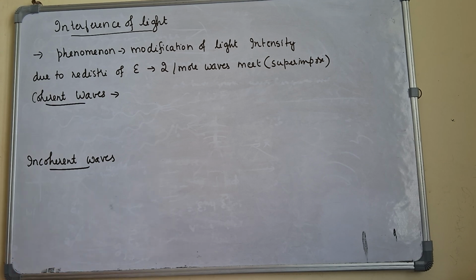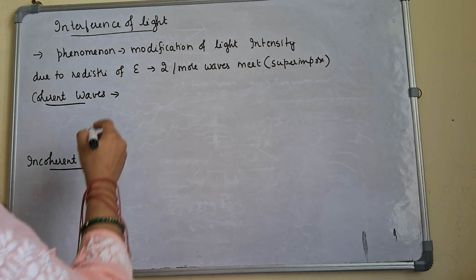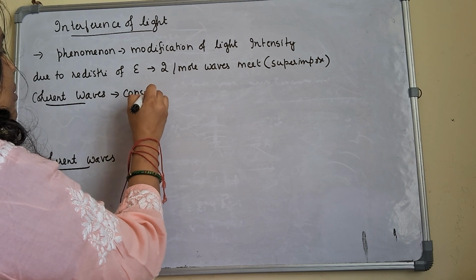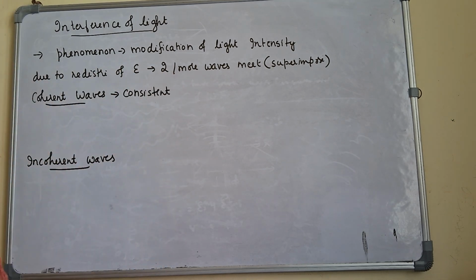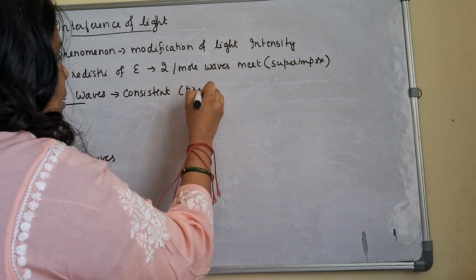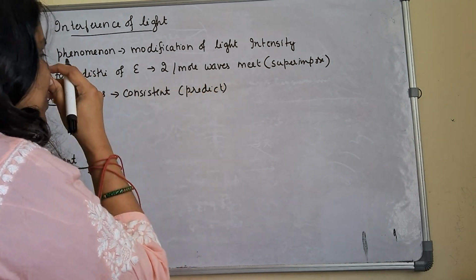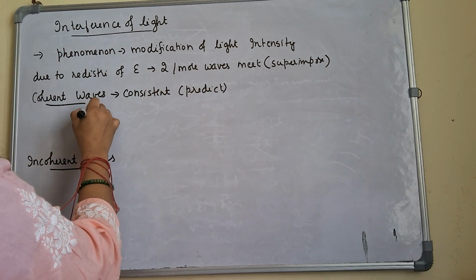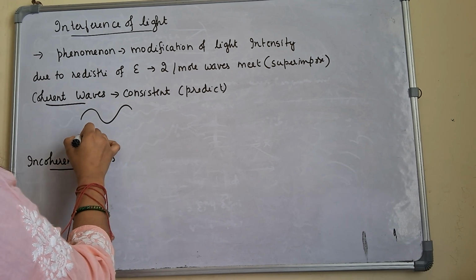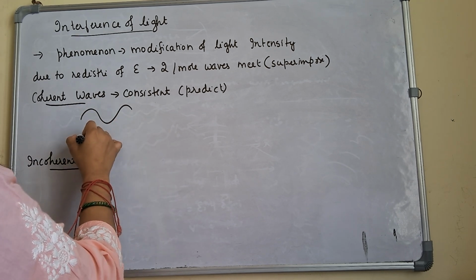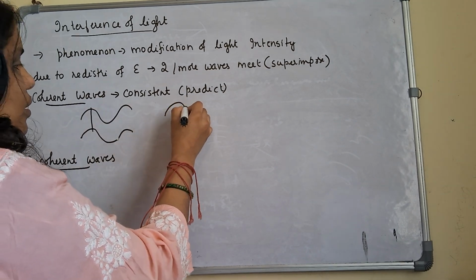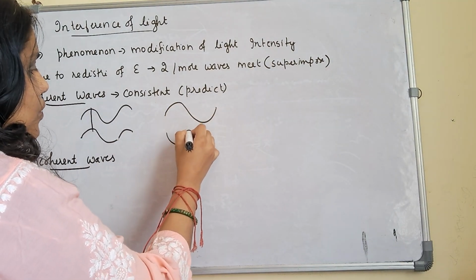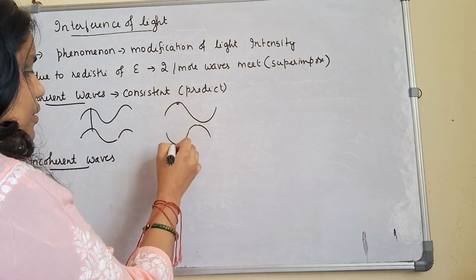Coherent here means consistency. So coherent waves means they are consistent waves. What is the meaning of consistency? I can predict. When I have two waves, I can predict that at all time intervals, either the crest is on top of crest or the trough is on top of crest. So I can predict.